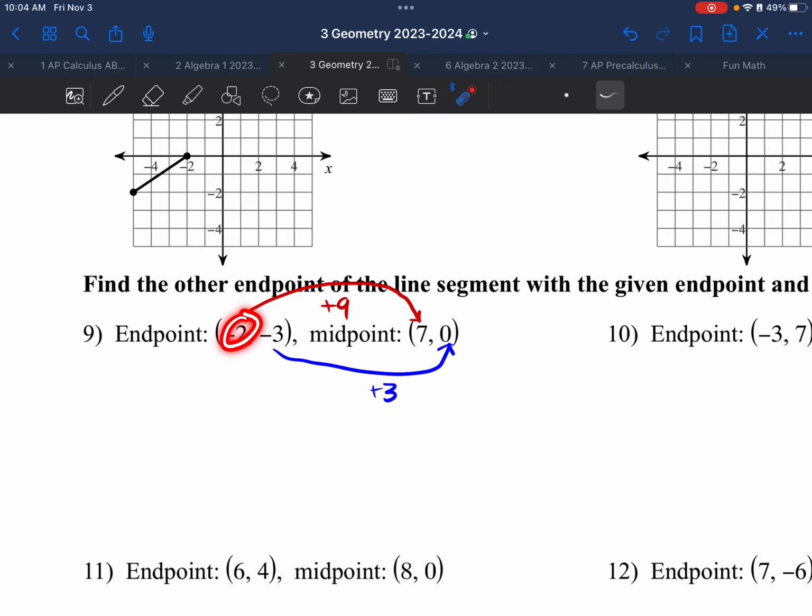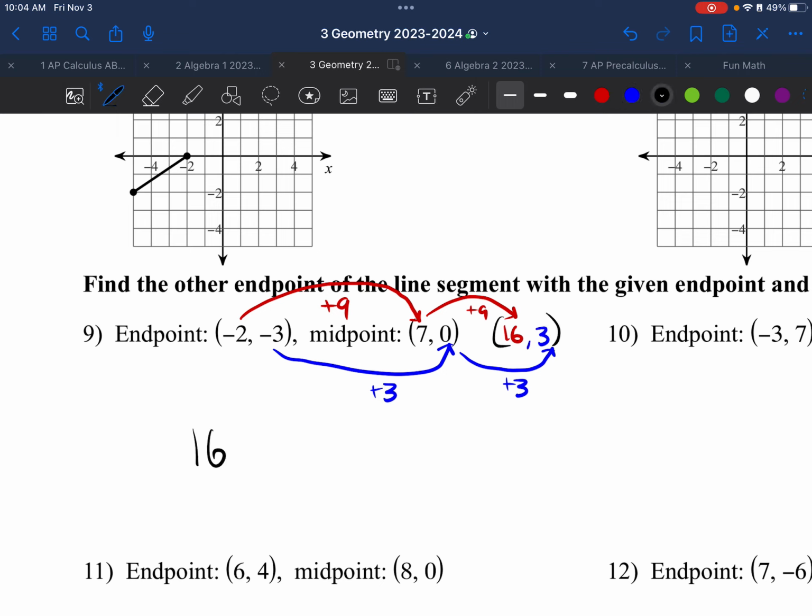So if I went up 9 for the x coordinates, I go up another 9. So I go up another 9, and 7 plus 9 is 16. Then I went up 3 to get to 0, and then go up another 3. So we'll say over here, go up another 3. 0 plus 3 is 3. And there's our final answer, and it's going to be 16, 3 in parentheses to show that it's a coordinate point, and box it.